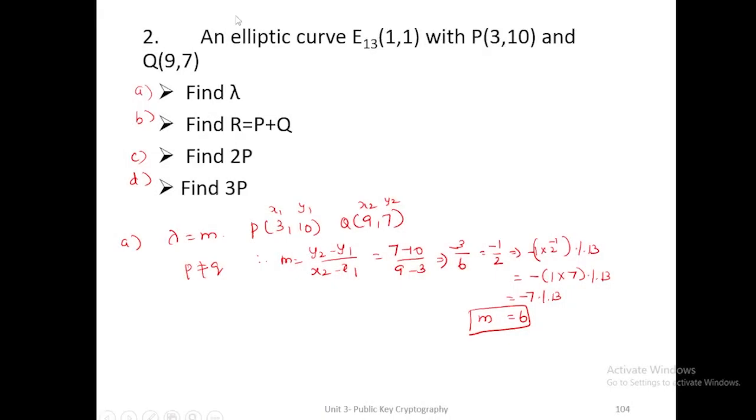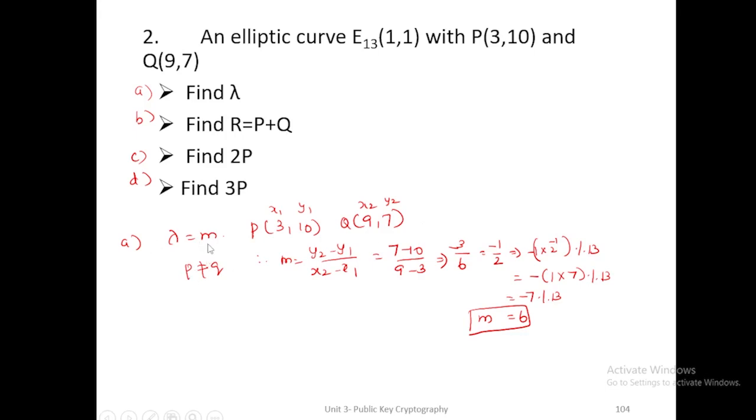Let us take the problem. In an elliptic curve E13(1,1) with two points P(3,10) and Q(9,7), we should find lambda. Here lambda is also denoted as the slope m, so instead of lambda, you may also use m. You should find R = P + Q, find 2P, and find 3P. So let us take the first problem.